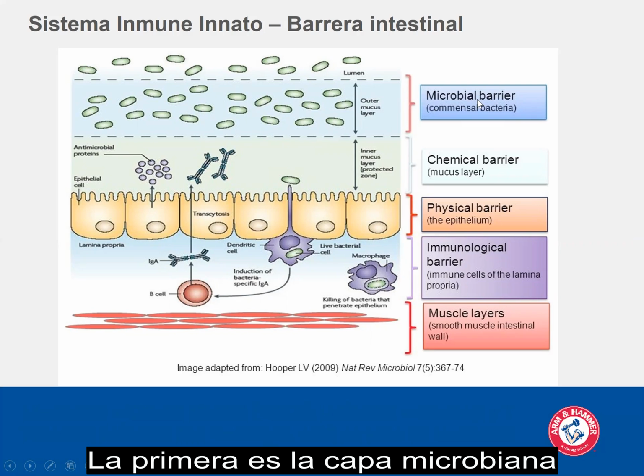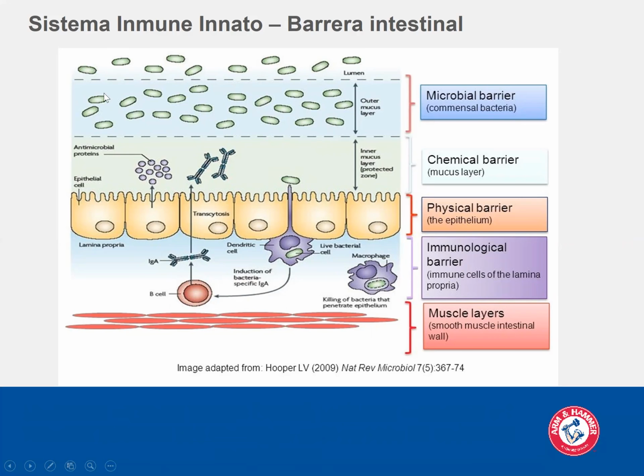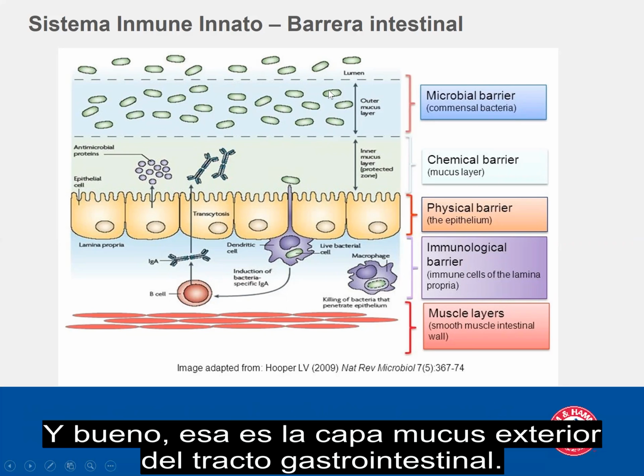The first is the microbial barrier, which is made up of the commensal bacteria along the gastrointestinal tract itself. So those organisms that are present but are not disease causing. And that's in this outer layer of mucus along the lining of the gastrointestinal tract.